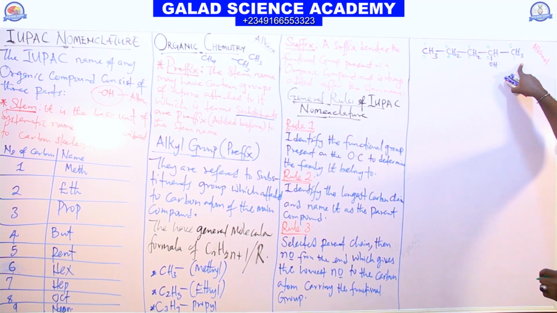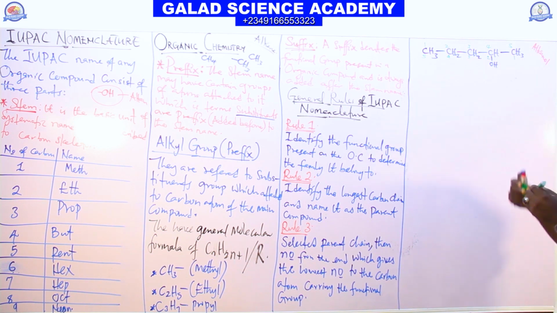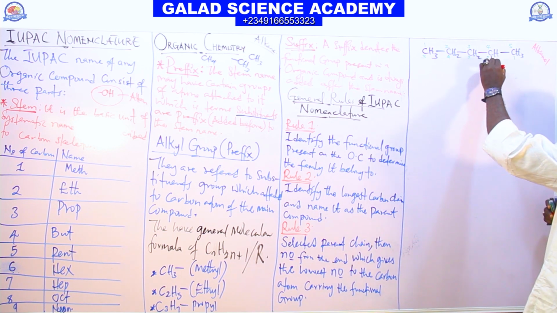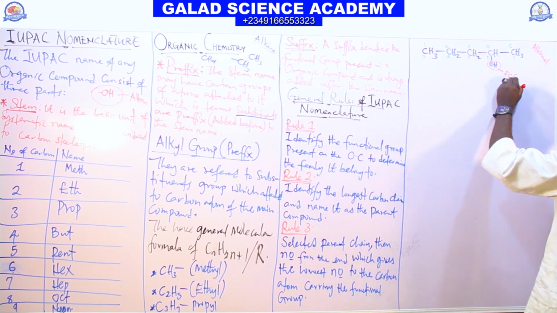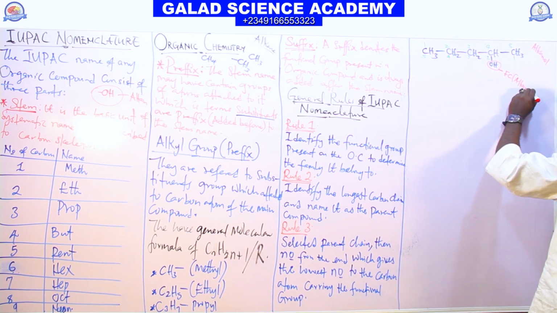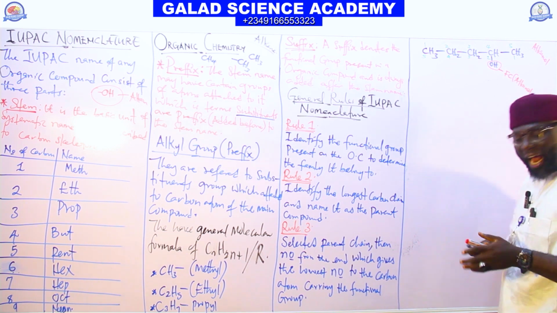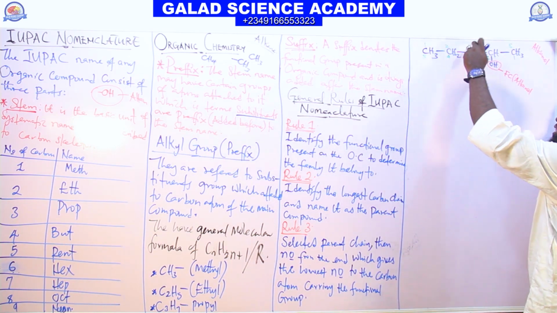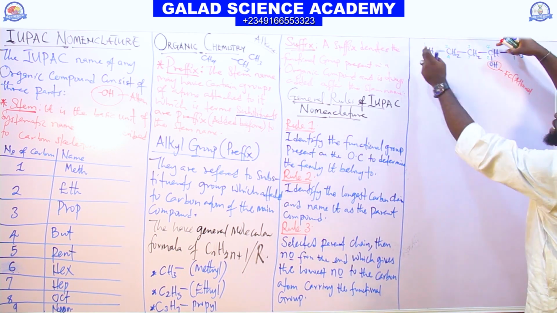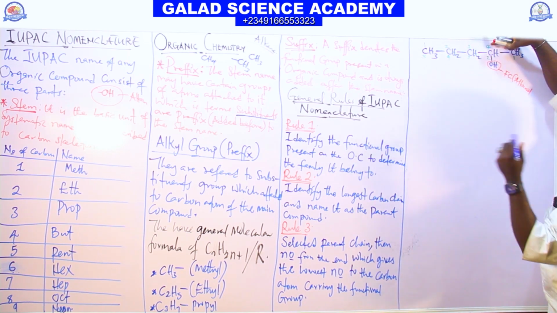So if we start from this side, 1, 2, 3, 4, 5, you will observe that our functional group is OH. OH is the functional group, and this OH is known as alkanol. So if we consider our naming from here, we have 1, 2, 3, 4, 5. From this side, 1, 2, 3, 4, 5. The OH is attached to carbon 4.